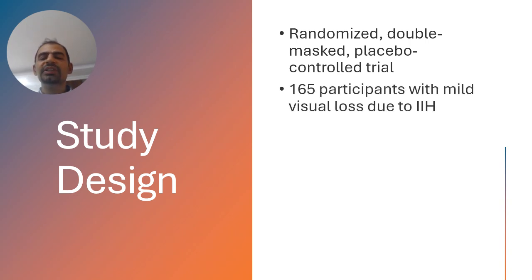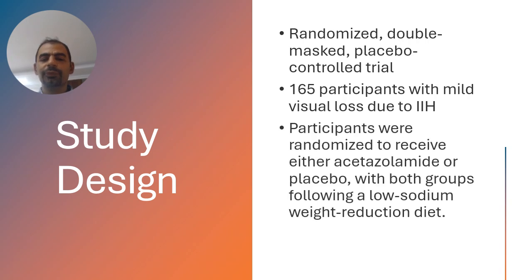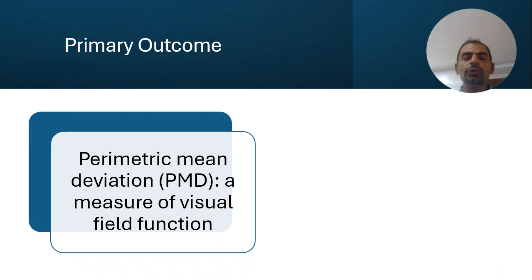It included 165 participants with mild visual loss due to IIH. Participants were randomized to receive either acetazolamide or placebo, with both groups following a low sodium, weight-reducing diet. The primary outcome of the study was the perimetric mean deviation. This means the change in the visual field of the patient from a normal person of the same gender and age, which is a measurement of visual field function.